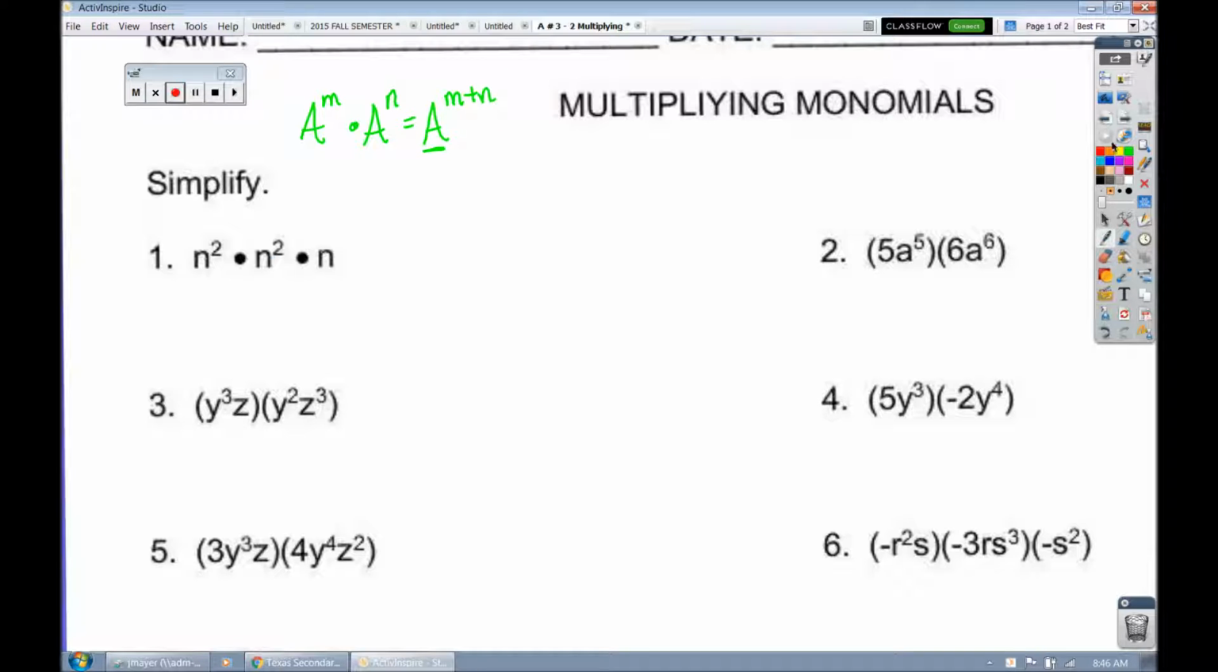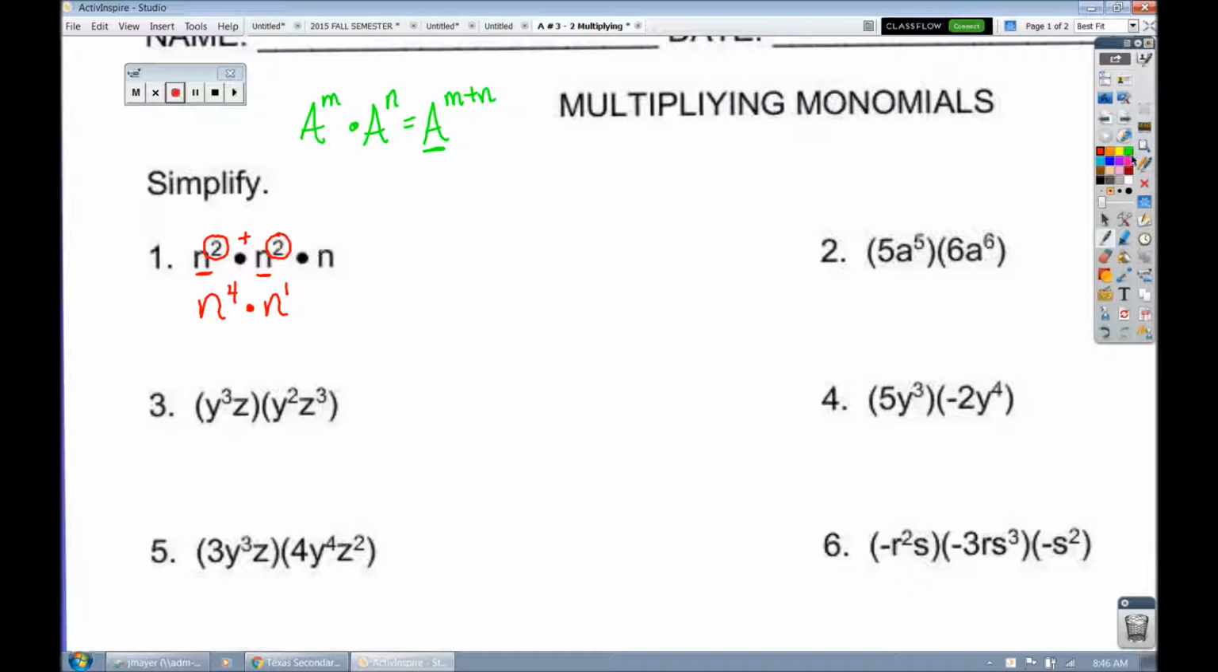So let's start with question 1. N squared times n squared. We have the same base. So use our rule. We're just going to take our exponents and add them. So 2 plus 2, that would be n to the 4th. Don't forget about the last n. Now if you don't see the exponent there, there's a 1. There's a little hidden 1.